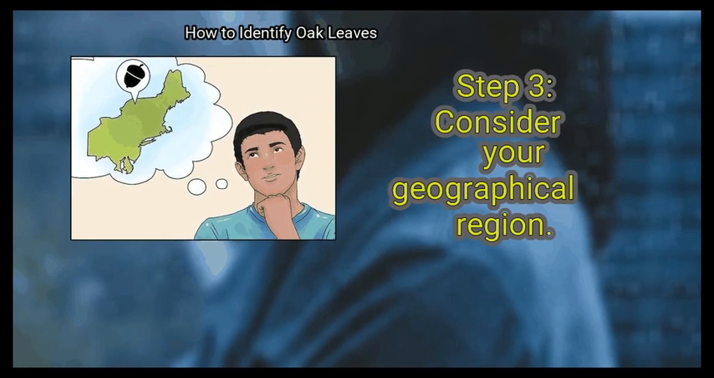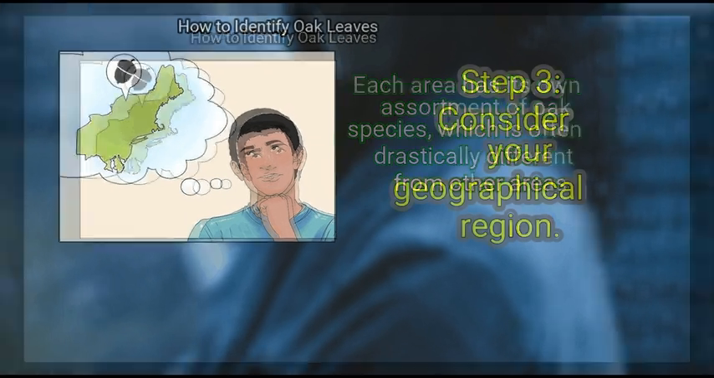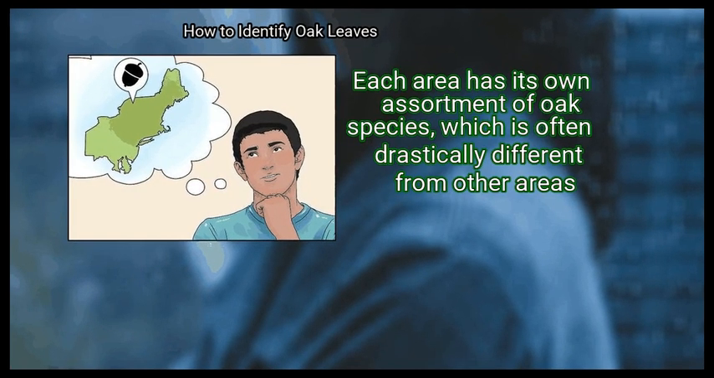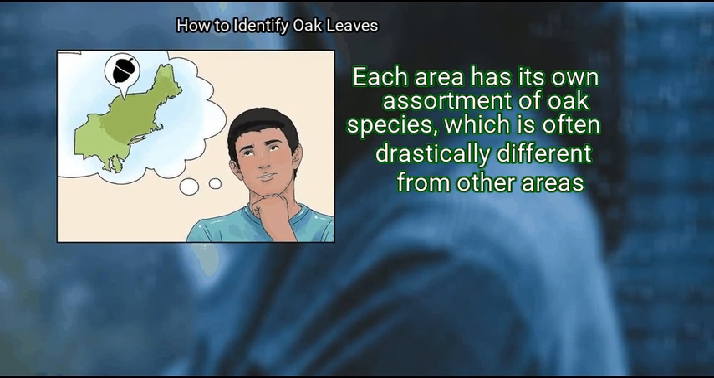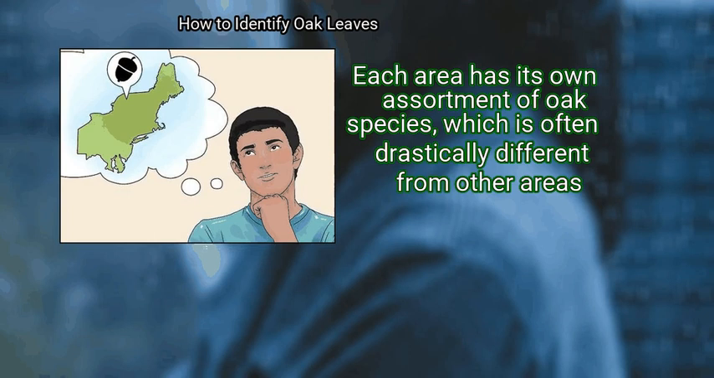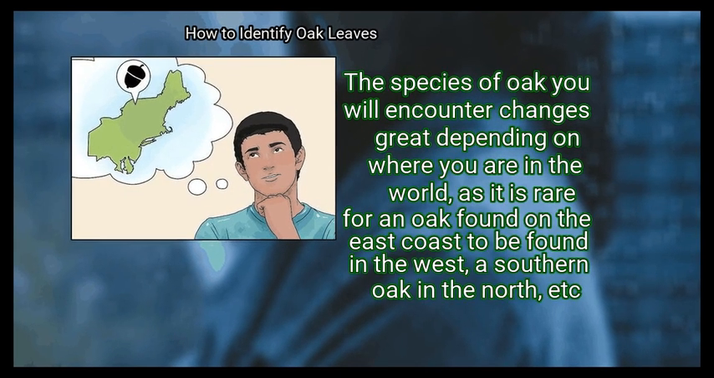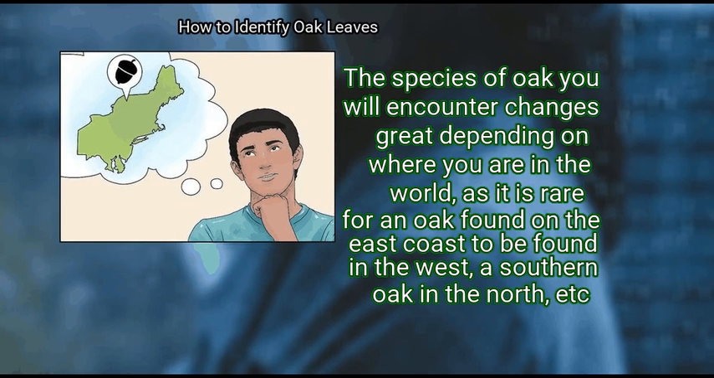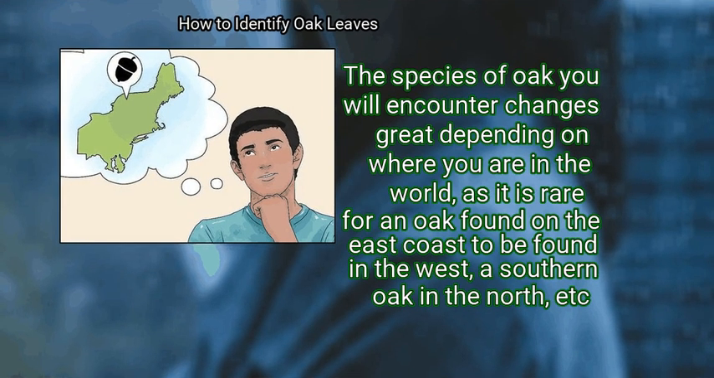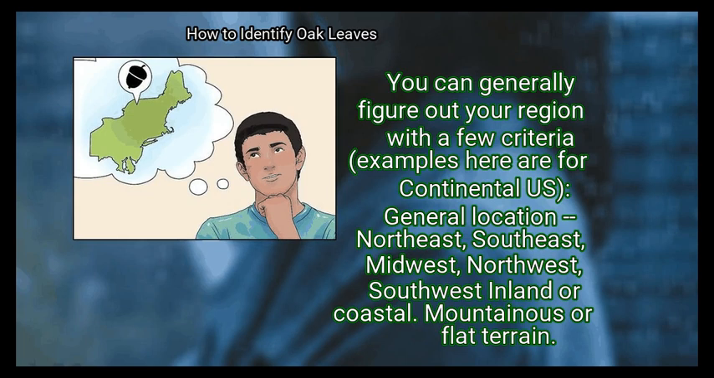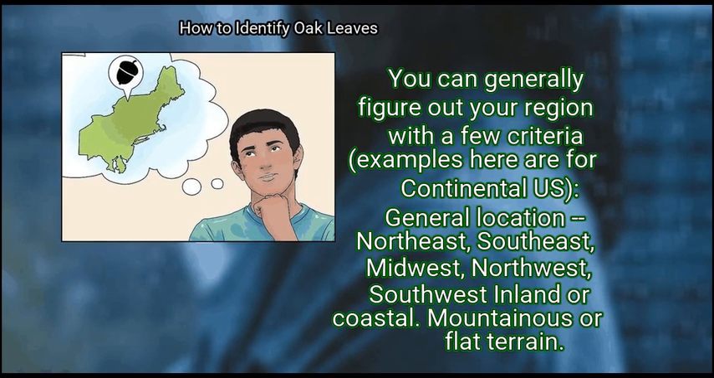Step 3. Consider your geographical region. Each area has its own assortment of oak species, which is often drastically different from other areas. The species of oak you will encounter changes greatly depending on where you are in the world, as it is rare for an oak found on the east coast to be found in the west, a southern oak in the north, etc. You can generally figure out your region with a few criteria.